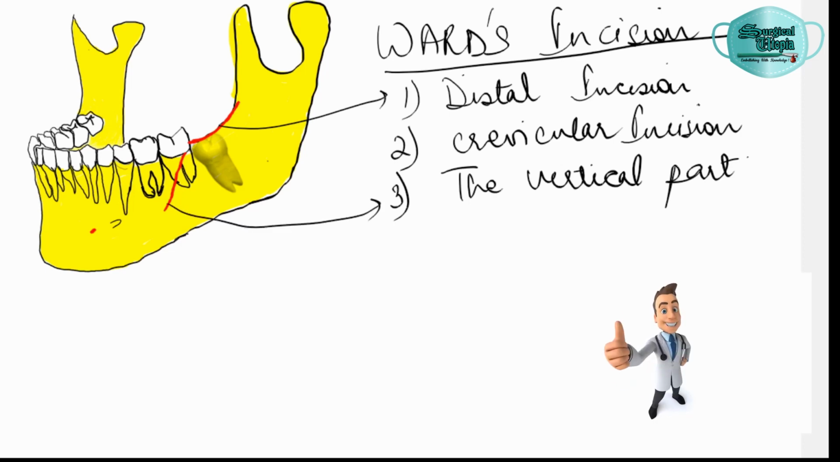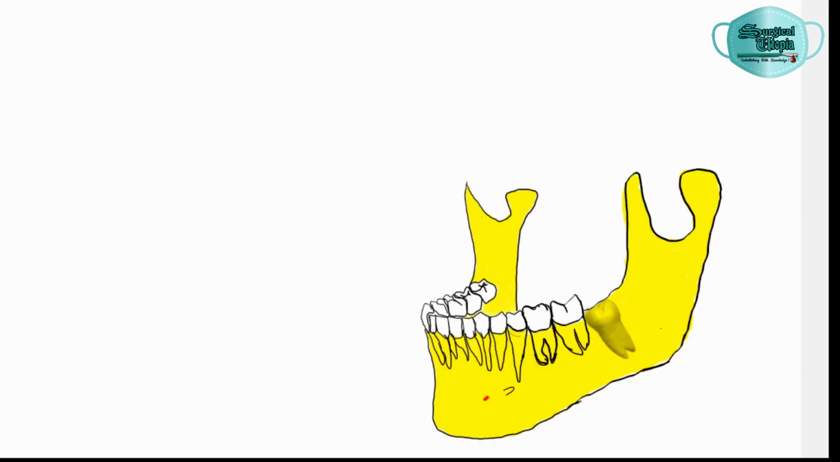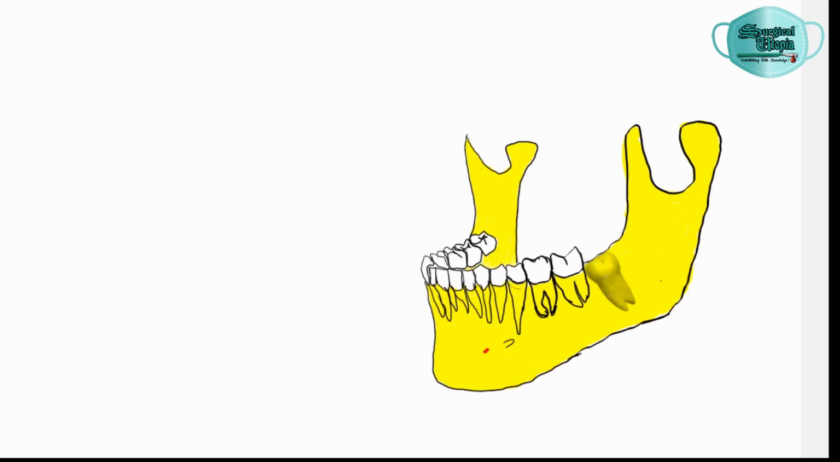Now a clavicular incision will be given in order to join the distal and the vertical part. So the clavicular part is similar to that of the envelope incision. It will be given in the free margin of the second molar, starting from the distal part of the second molar. Next, we have our modified Ward's incision.